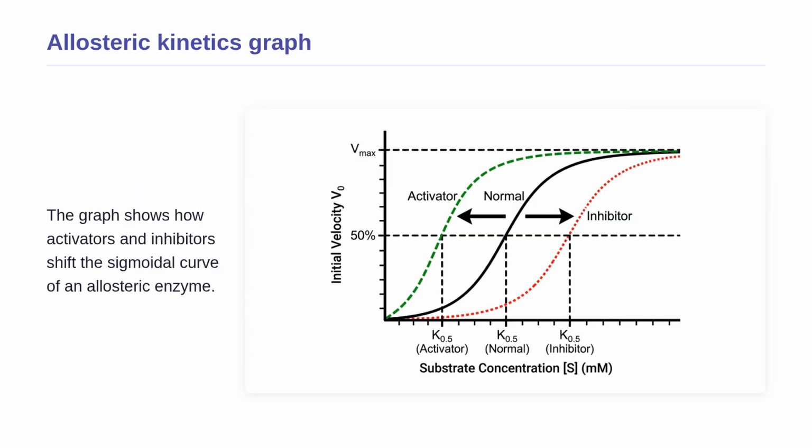To visualize everything we just calculated, let us look at this kinetics graph. The horizontal axis is substrate concentration, and the vertical axis is initial velocity. The solid black S-shaped curve shows the normal enzyme. Notice the dashed line at 50% of maximum velocity. Dropping down from there gives us the normal K0.5. When an activator binds, the curve shifts left, shown in green. The enzyme reaches half maximum speed at a much lower substrate concentration. Conversely, the red dotted curve shifts right for an inhibitor, requiring much more substrate to reach the same speed.